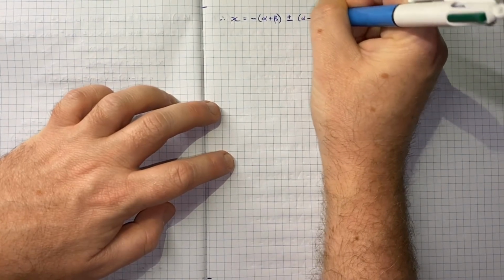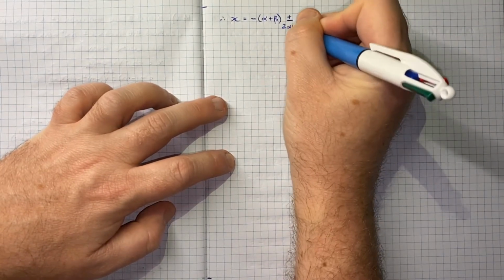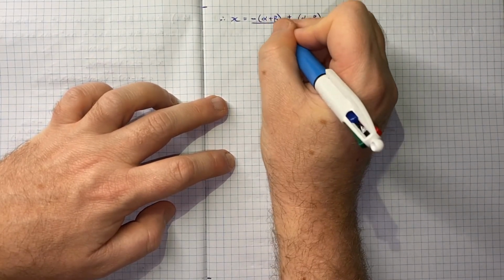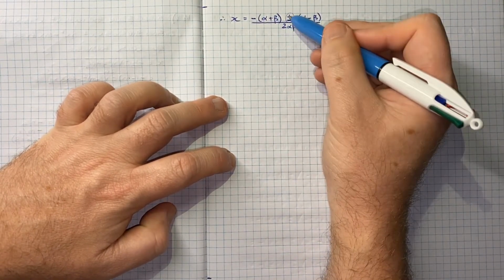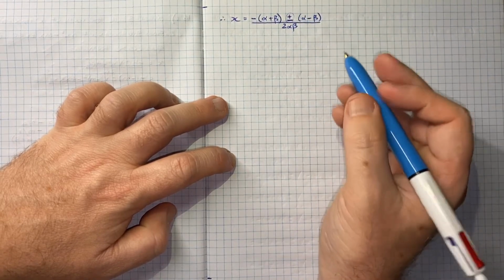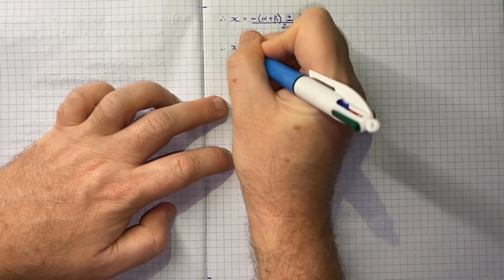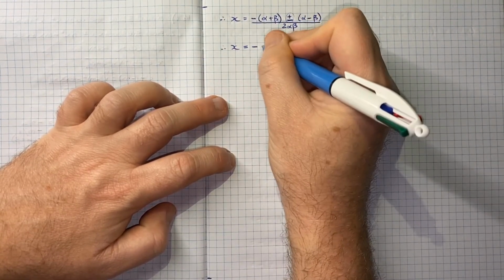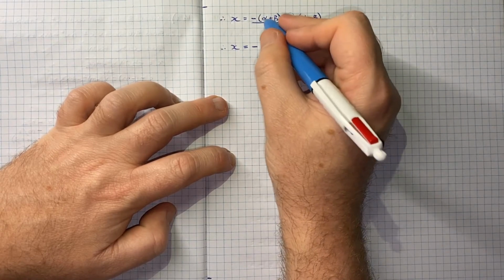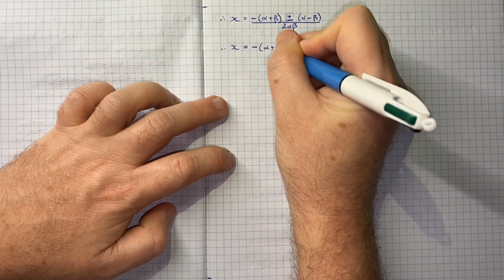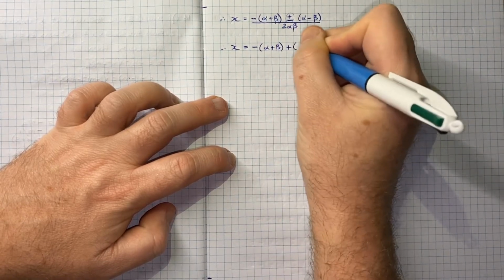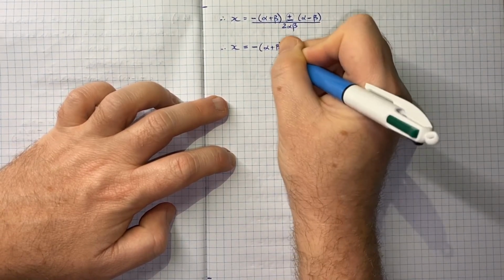Alpha minus beta, and that's all divided by 2 alpha beta. And at this point maybe it makes sense to now work through each of our cases one at a time, the plus and the minus. So therefore we can say x is equal to negative, maybe I'll keep it in brackets and expand it in the next step. So alpha plus beta plus alpha minus beta on 2 alpha beta.